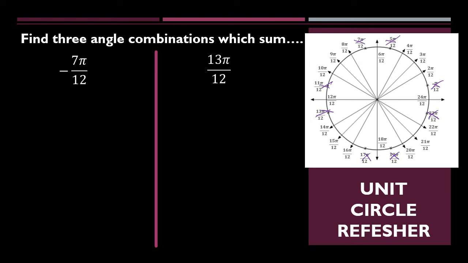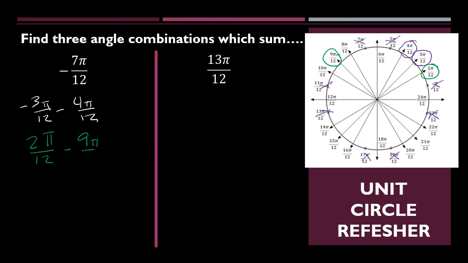If I look at quadrant 1, some of the obvious choices would be to use 3 pi and 4 pi. So I could say negative 3 pi over 12 minus 4 pi over 12 is going to give me negative 7 pi over 12. Other things that could give me negative 7 pi over 12: here I have a 2 and a 9, so I could take 2 pi over 12 minus 9 pi over 12. That would give me negative 7 pi over 12. And let's see if you can come up with a third combination.